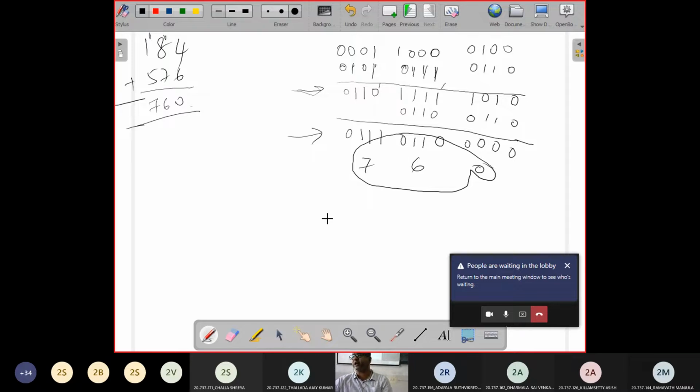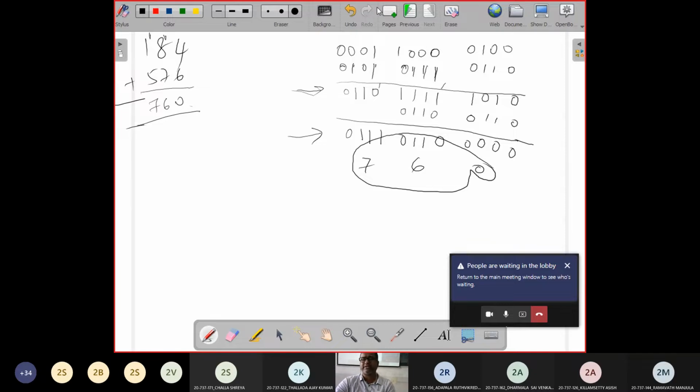Whenever the result of an operation is not in familiar BCD form, what you do is, if the result of the operation is more than 9, just add 6 to it, so that you get the result in familiar BCD form. So, the concept is clear.